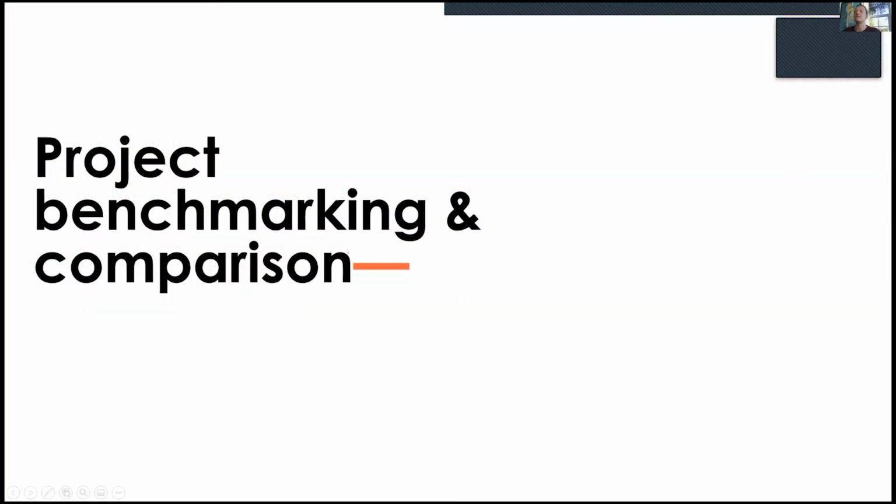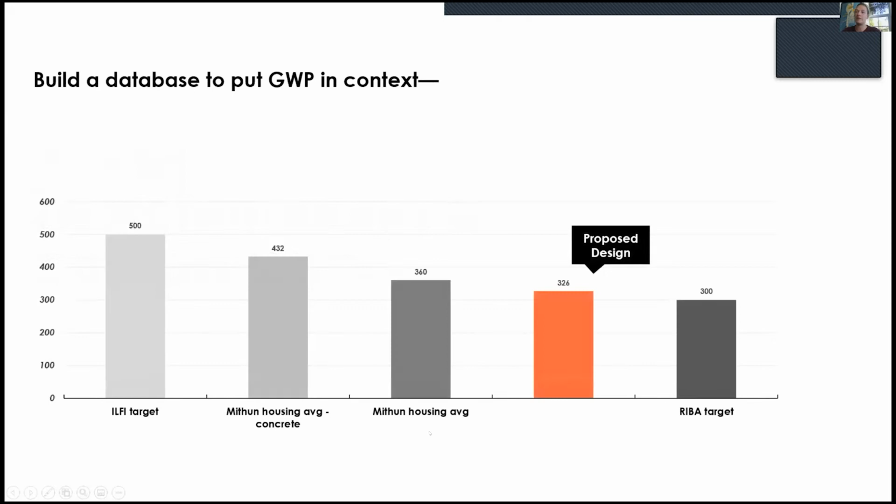So I wanted to start just quickly with why you might want to build a database for project benchmarking comparison, what you might be able to do with that. So first of all, just putting your project GWP in context, not just with targets, but then, you know, how does this project compare to our housing average, or our housing average of a particular construction type.